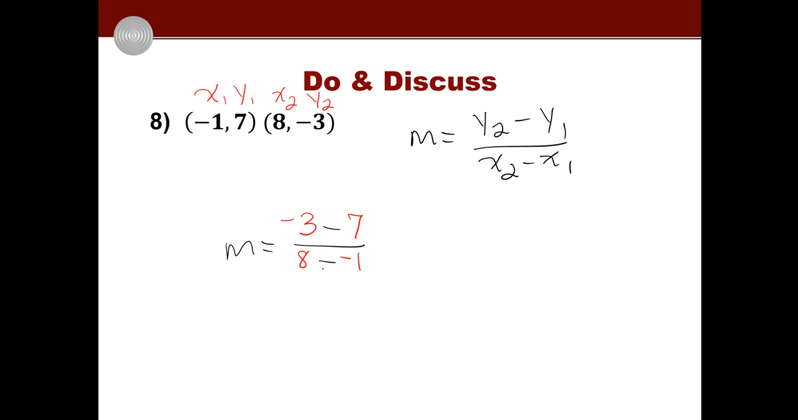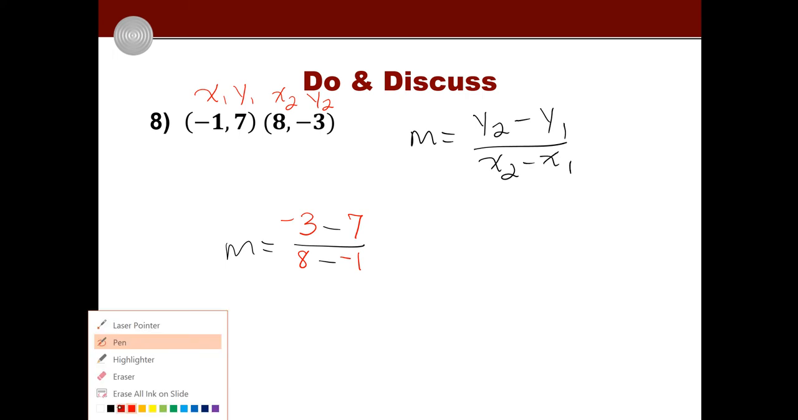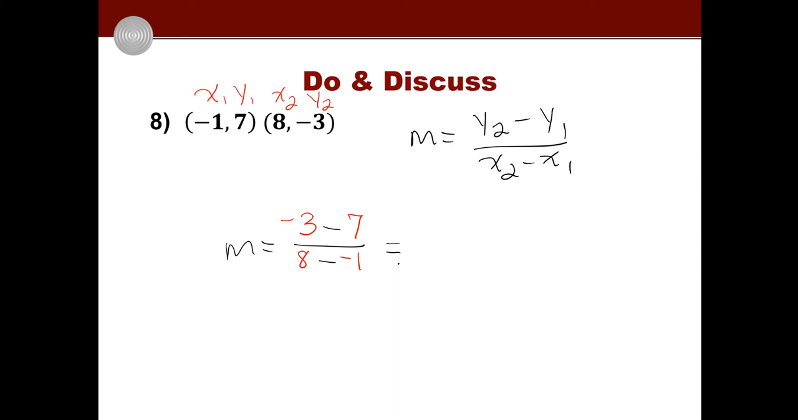So again, that minus is from the formula. The -1 is part of my x1. I can't make as though they're the same thing. So then when we go ahead and solve, -3 minus 7 is -10. 8 minus -1, that turns to positive, is 8 plus 1 is 9. So we get the slope, because that does not simplify, and remember, do not change it to a mixed number. Keep it improper. Slope is -10/9.